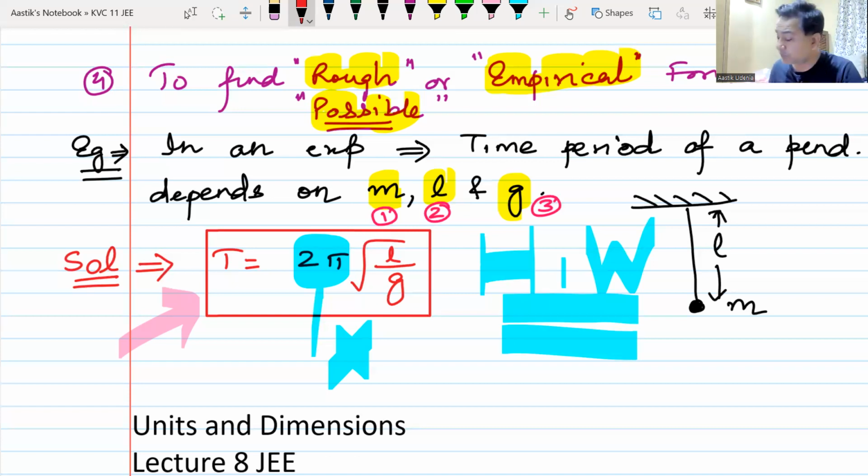So what could I do? I go like this. I write time period depends on mass, length, and acceleration due to gravity. So I write it as equal to K times M, M standing for mass, raised to the power of X. I don't know what X is. Multiplied by length raised to the power of Y. I don't know the value of Y. And multiplied by G, acceleration due to gravity, which is raised to the power of Z.